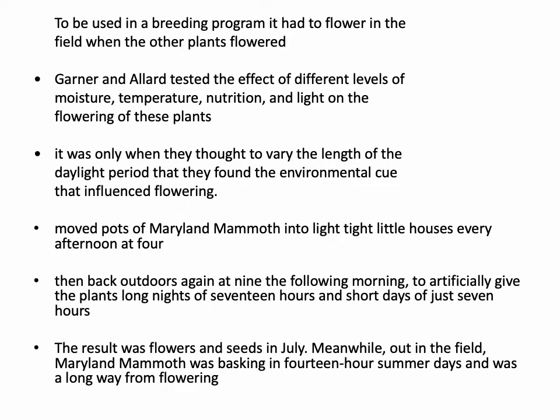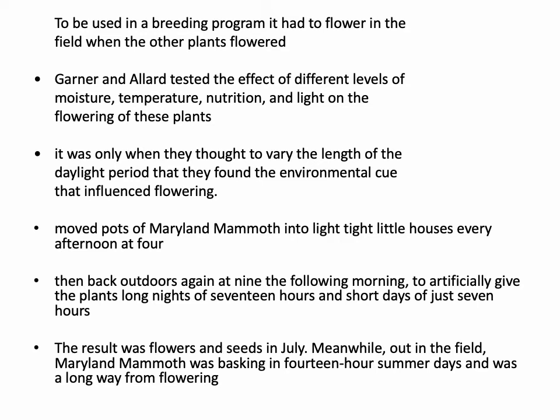They tested for the effects of different levels of moisture, temperature, nutrients, and light on the flowering of this plant. All kinds of things in the greenhouse. And it didn't do anything. It was only when they thought, why not vary the day length, when thinking, well, what's the difference between August and December? One of the first things they tried was temperature. It seems obvious: it's colder, so maybe cold temperature stimulates the flowering. And they eventually got to day length, and they found that was the environmental cue that influenced flowering.